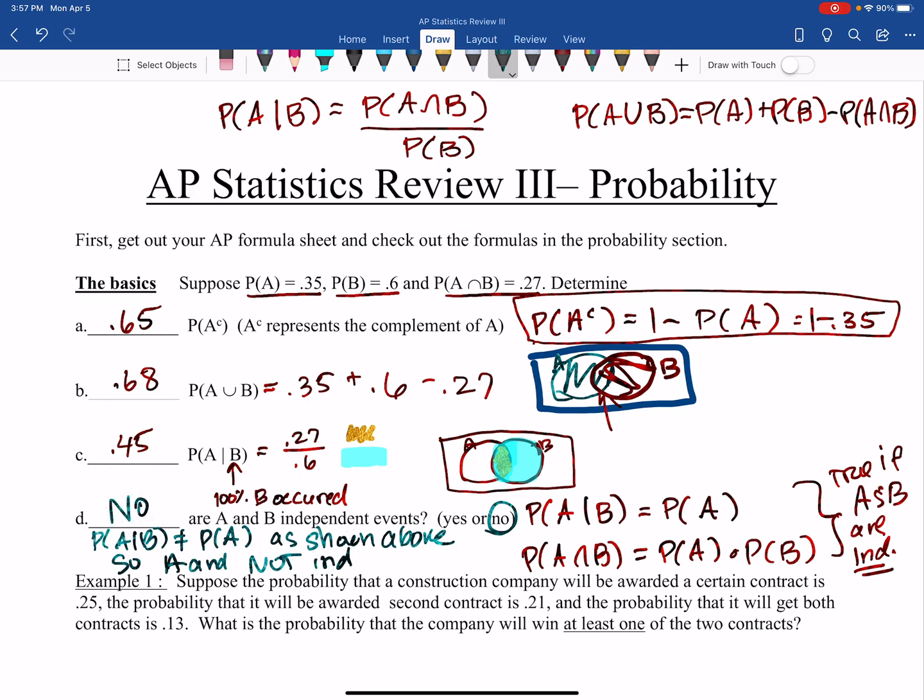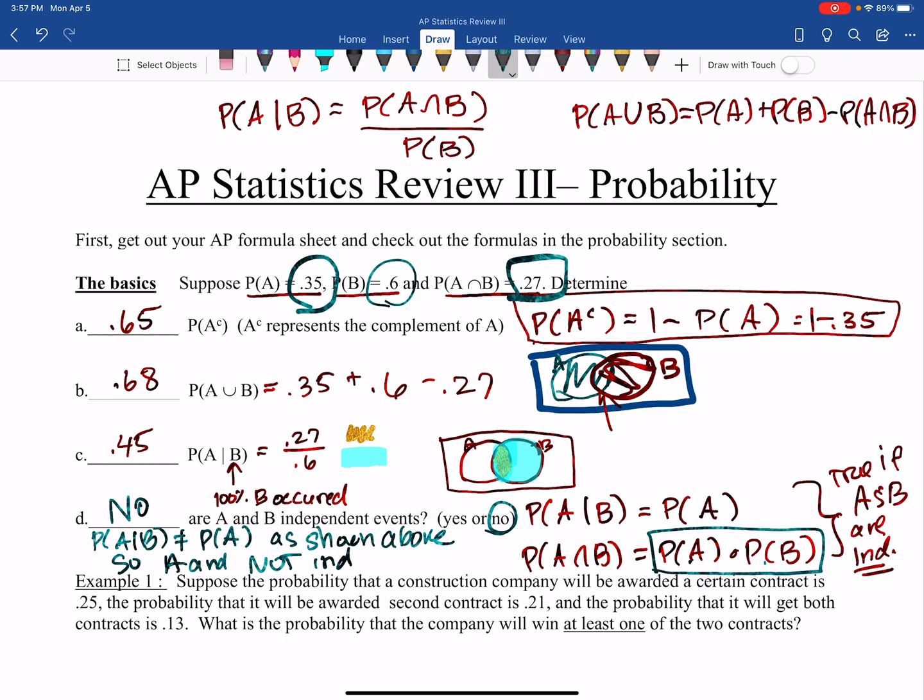The other way, as I said, you could show it is this. So we can try this also. Probability of A times B. So if I have 0.35 times 0.6, does that equal 0.27? And no, it does not. You can go ahead and multiply it out, and you can see that that is also not true. So either way are legitimate ways to show independence.